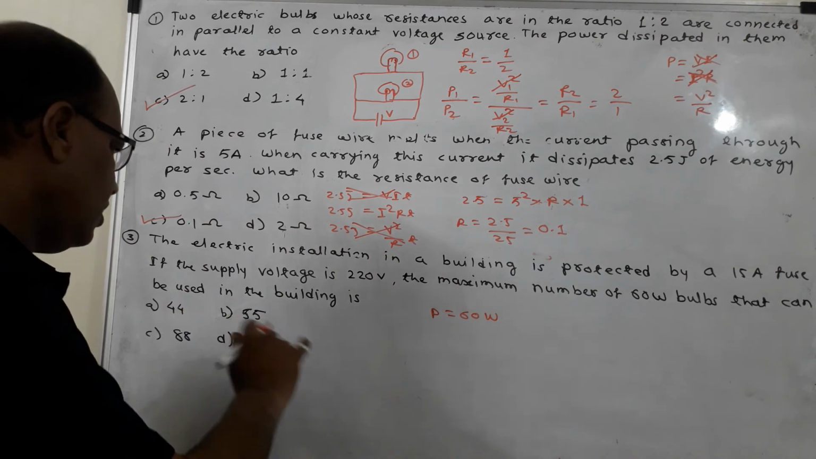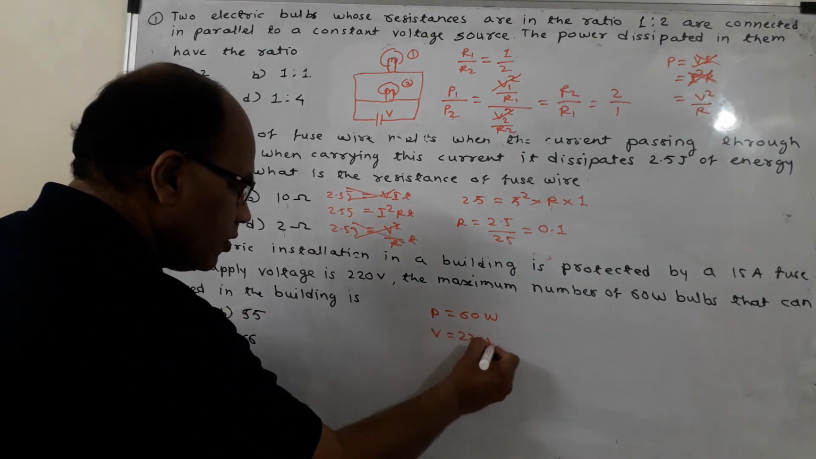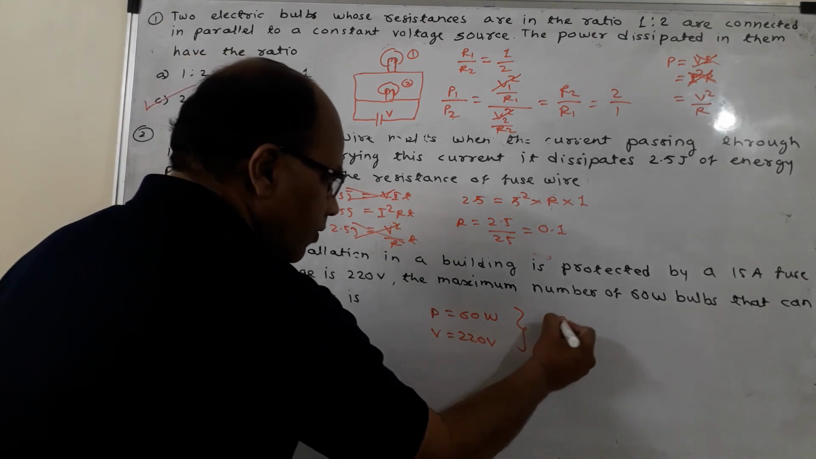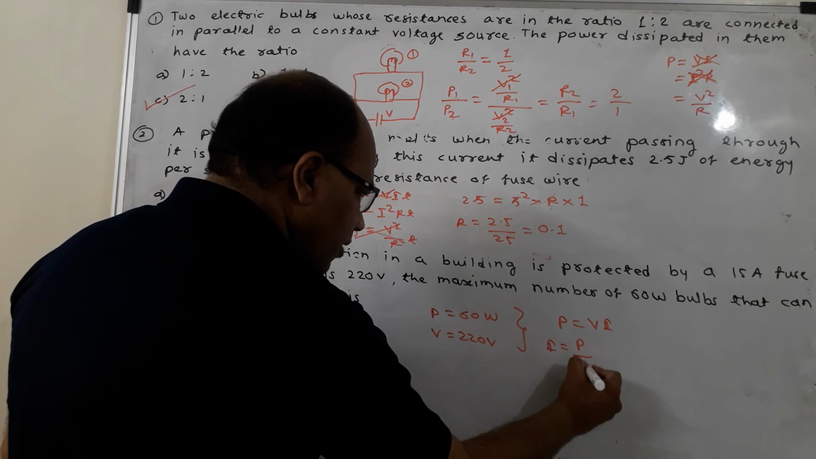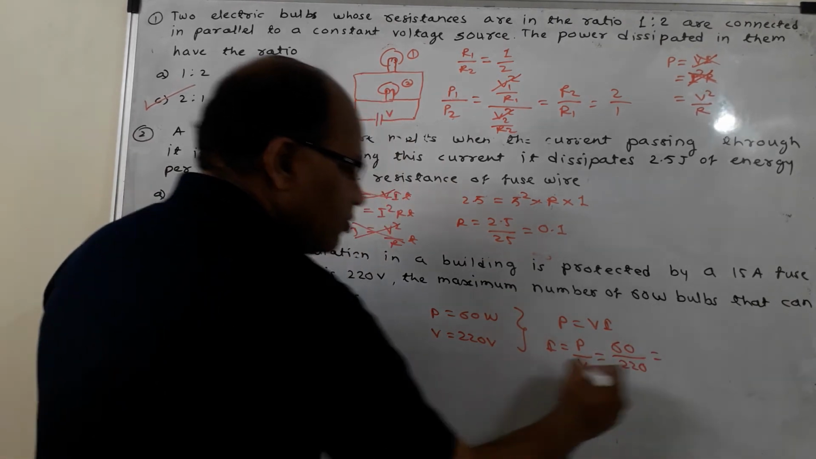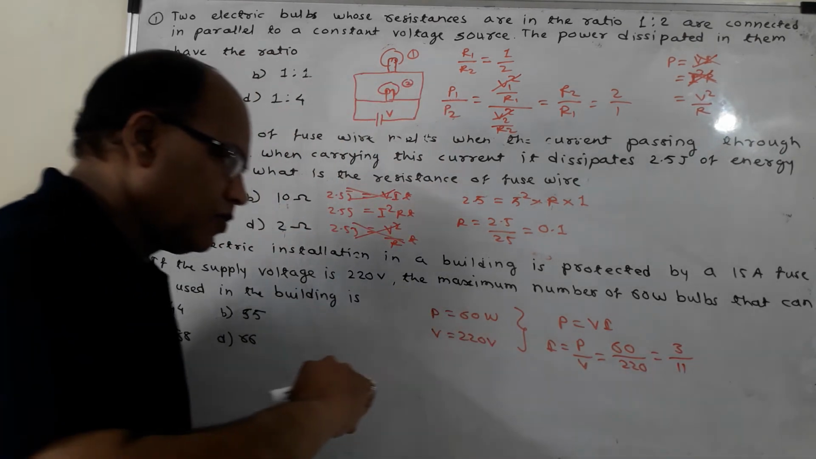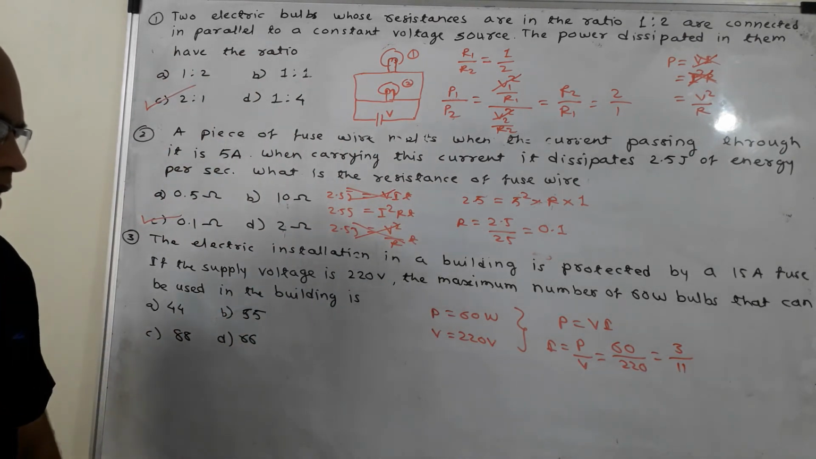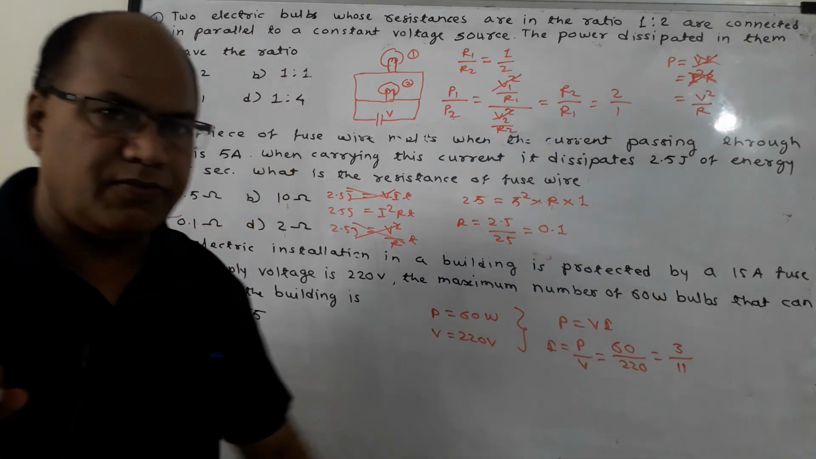The potential or voltage which is given is V is equal to 220 volt. So using the formula P is equal to V into I, I is equal to P divided by V, P is 60 divided by V is 220, so it is equal to 3 divided by 11. So I, that is 3 divided by 11, is the current which is passing through a single bulb.